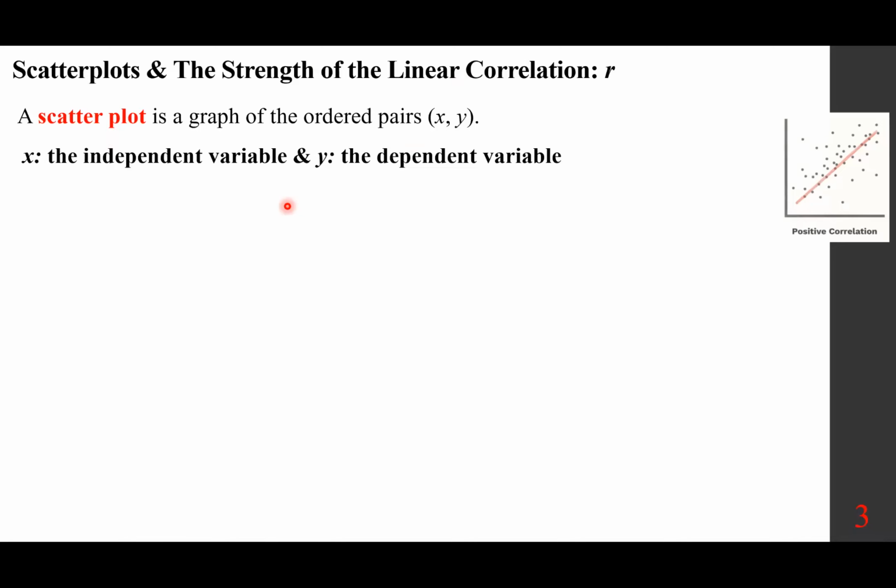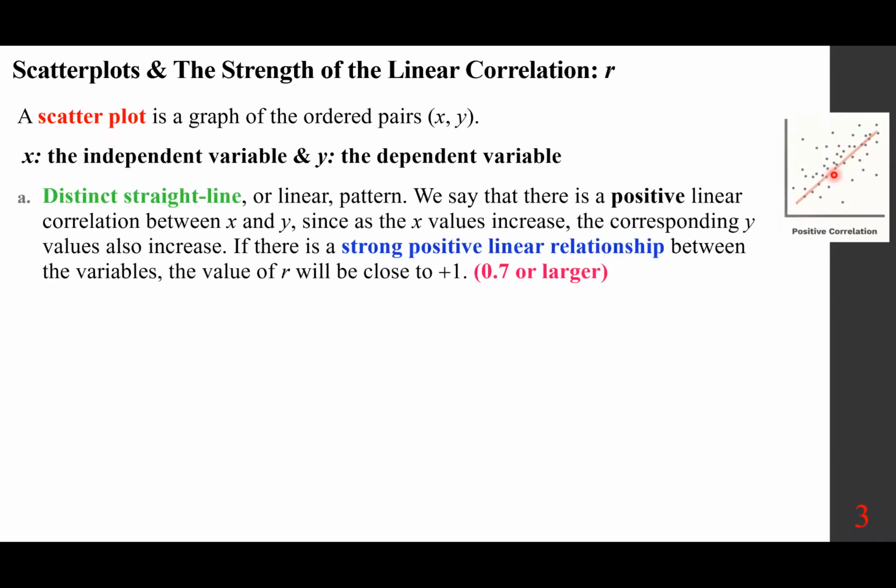So you plot the pairs and you try to make up a line going through them. In this case, as you can see, it has a positive correlation simply because the slope is positive for this line. Distinct straight line or linear pattern. We say that there is a positive linear correlation between x and y, since as the x value increases, the corresponding y value also increases.